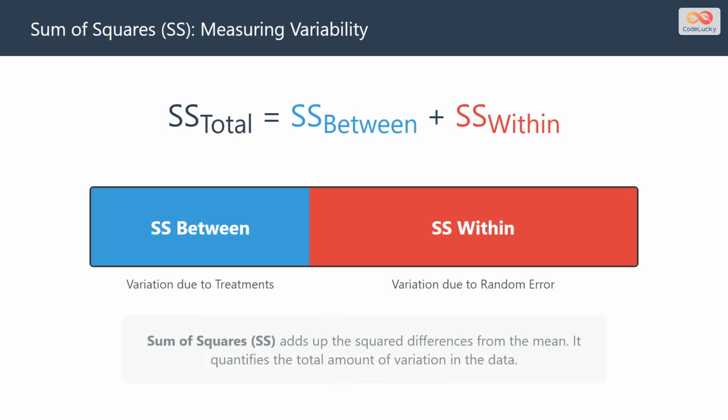Next is the sum of squares, or SS. This measures the total variability. SS between measures how far the group means are from the grand mean. SS within measures how far individual data points are from their own group mean. Just like with degrees of freedom, the sum of squares between plus the sum of squares within equals the total sum of squares.